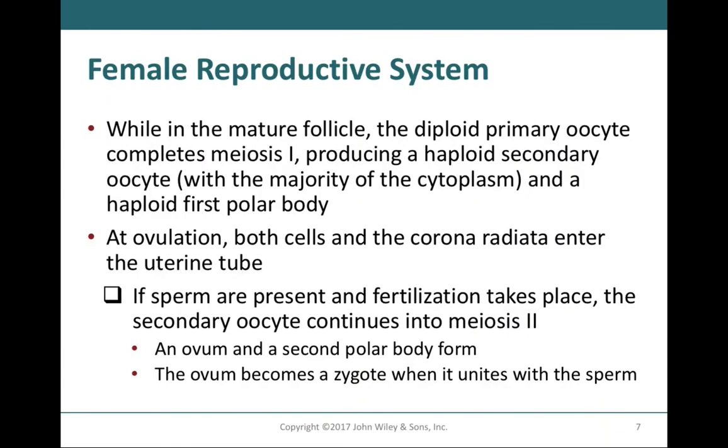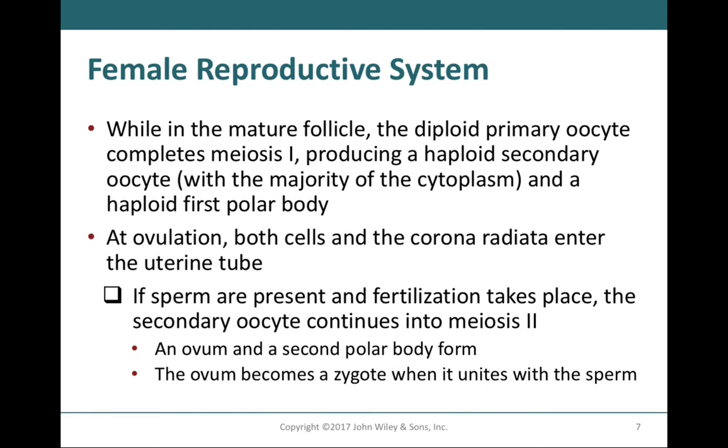As I just mentioned, it is in the form of the mature Graafian follicle that the oocyte will undergo meiosis I and produce a haploid secondary oocyte. This will be somewhat equivalent to the secondary spermatocyte that we saw formed from spermatogenesis.